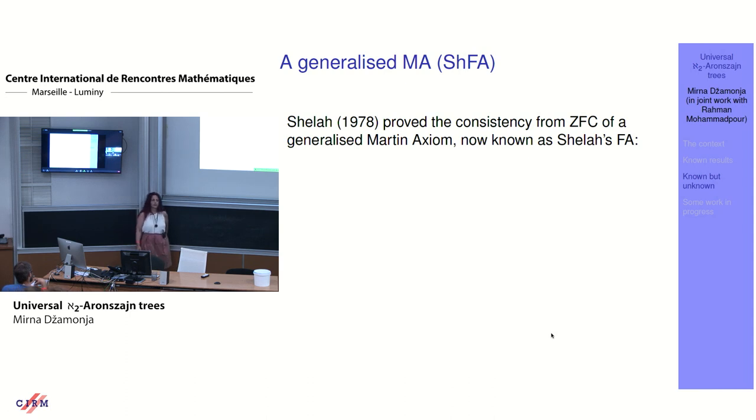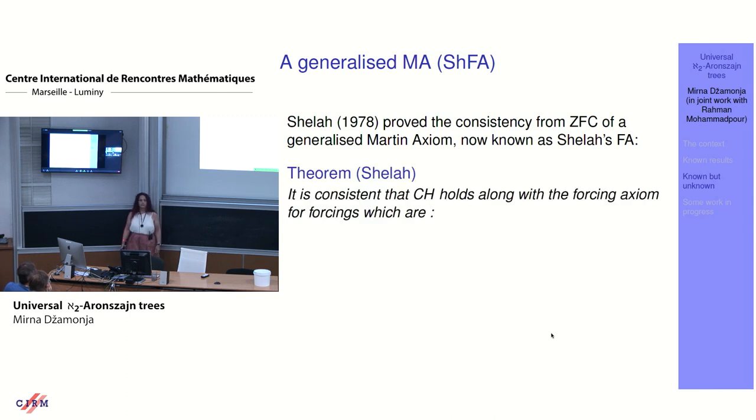Both Baumgartner and Shelah had slightly different axioms for doing this. I'm going to mention a forcing axiom that was proven by Shelah, which some people call Shelah's forcing axiom. So this is what he proved. It's consistent that CH holds along with the forcing axiom for forcings which satisfy the following properties.